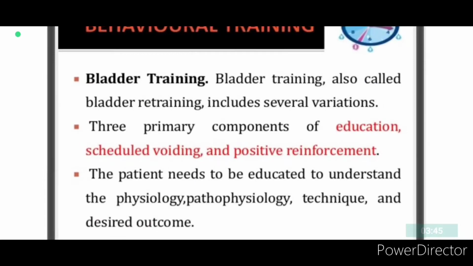Bladder training. Bladder training, also called bladder retraining, includes several variations. Three primary components of education: scheduled voiding, and positive reinforcement. The patient needs to be educated to understand the physiology, pathophysiology, technique, and the desired outcome.